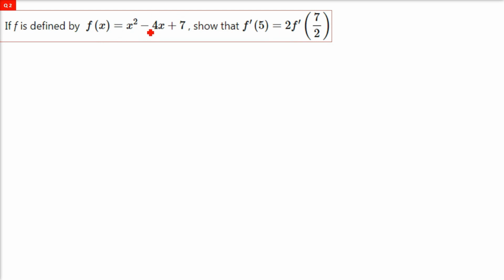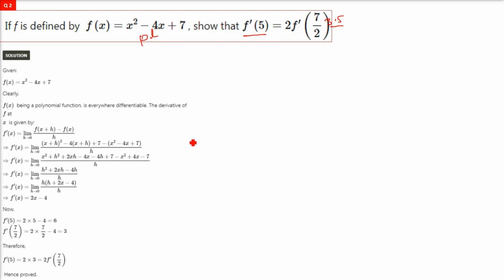If f is defined by f(x), this is a quadratic equation and a polynomial, of course. And you have to show that f dash 5 is equal to twice of f dash 7 by 2. So this 7 by 2 or 3.5 you can say. So what we'll do, we'll find out the f dash x. And then we'll put first the value 5 and then the value 7 by 2. And then we'll try to see whether it comes twice or not.